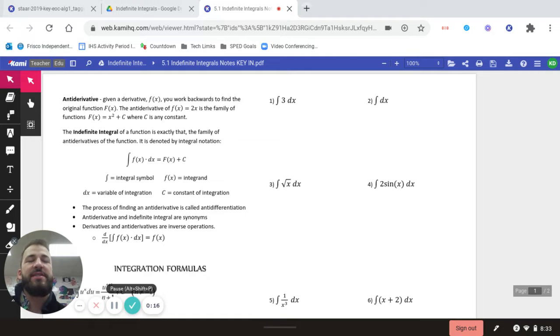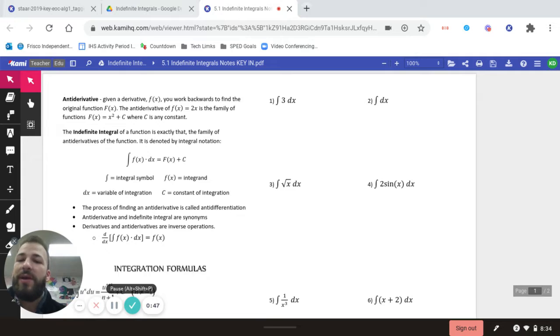If a derivative is to take the derivative, an antiderivative is to work backwards from a derivative. So if I'm given a derivative, f of x, you work backwards to find the original function, capital F of x. Remember back when we did calculus, I said capital F, that's the integral. We'll talk about it later. So we're talking about it today. The antiderivative of f of x equals 2x is the family of functions capital F of x equals x squared plus c, where c is any constant.